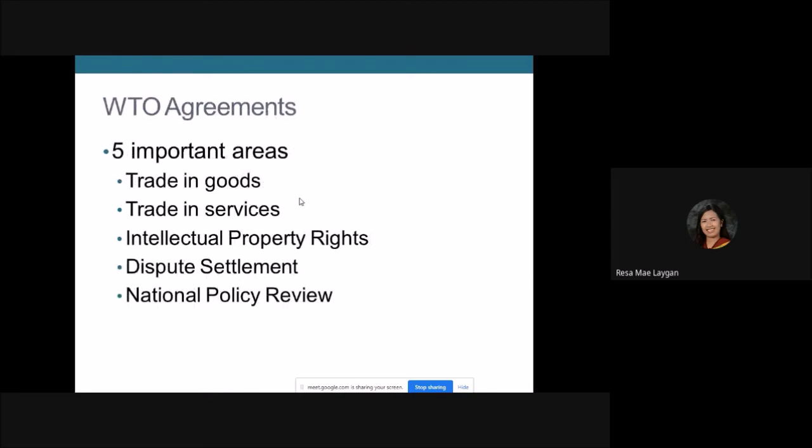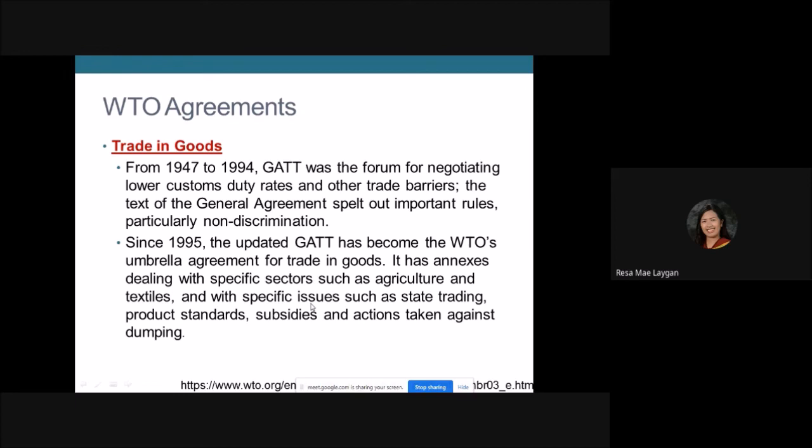So take note that when the WTO was created, the original GATT agreements were revised to become the WTO agreements. And this considers five important areas. We have the trade in goods, trade in services, intellectual property rights, dispute settlement, and national policy review. So sa trade in goods, the updated GATT is the WTO's umbrella agreement for trade in goods. It has annexes that deals with specific sectors such as agriculture, textile, and with specific issues such as trading, product standards, subsidies, and actions taken against the dumping.